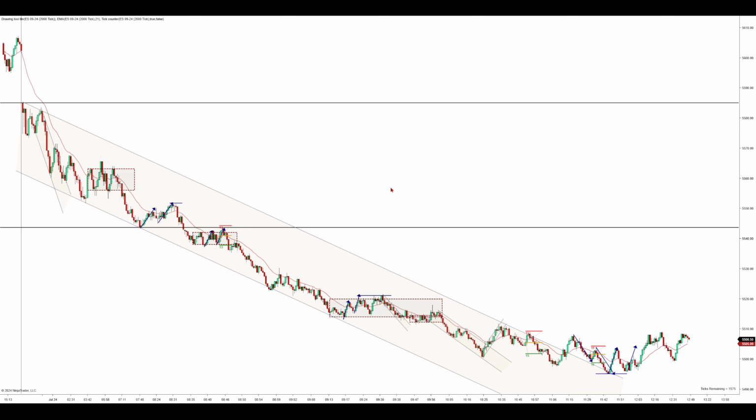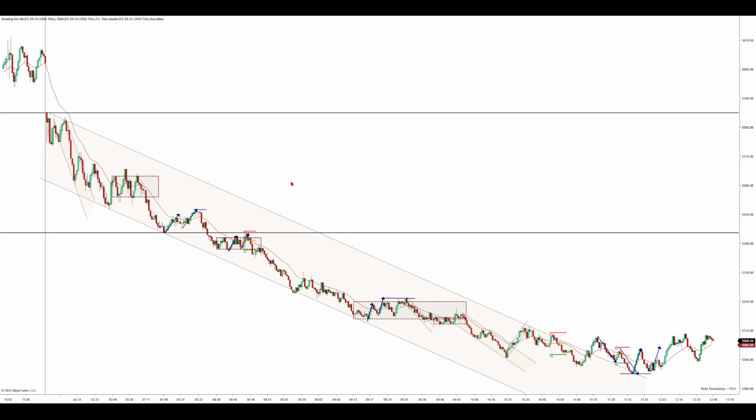I trade the E-mini S&P and Nasdaq futures. You can see my chart setup in the description. As always, we're going to start with the S&P. I started trading at 8 a.m. Central Time, which is this area right here.